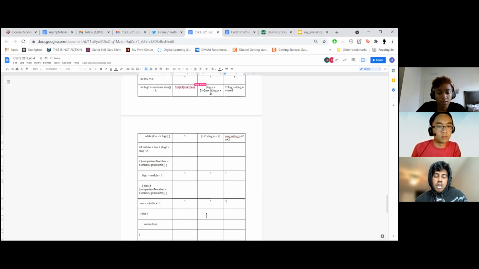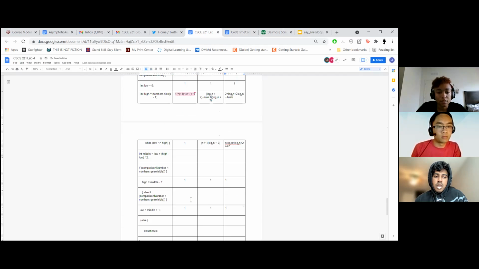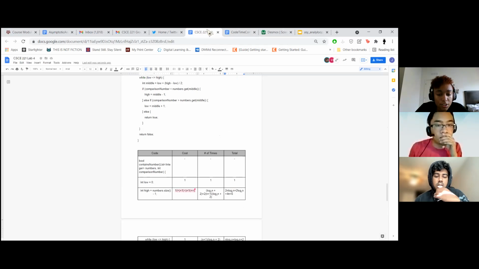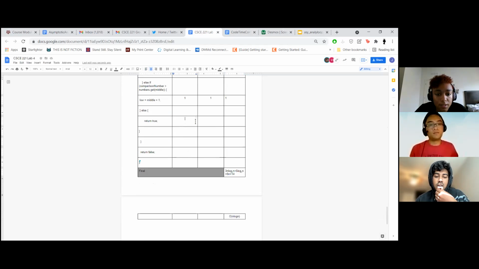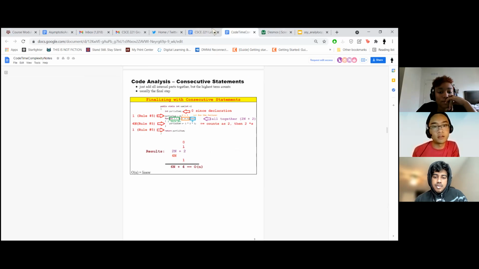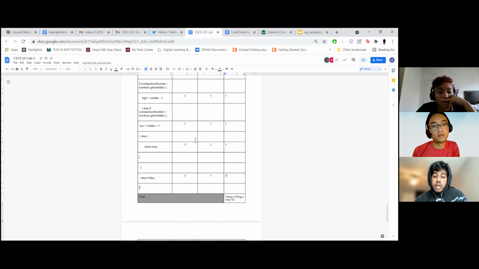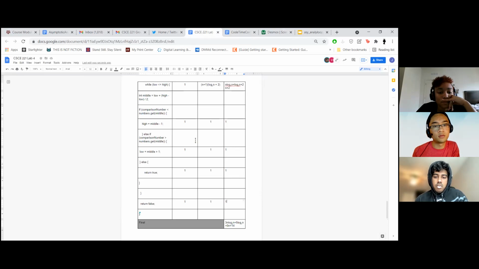Wouldn't that be 2? Wouldn't that be 2 for everything? Because first it's assigning high, and then it's also accessing something for that. Yeah, so it's 1 access, 1 subtract, then one assignment. So it's 3, not 2. Okay. Oh, is that a superscript or subscript? I can't tell.